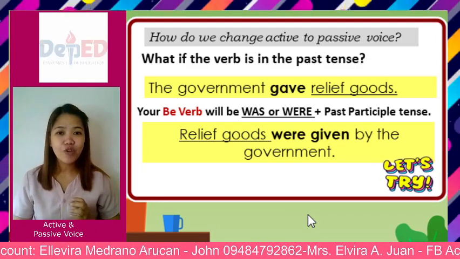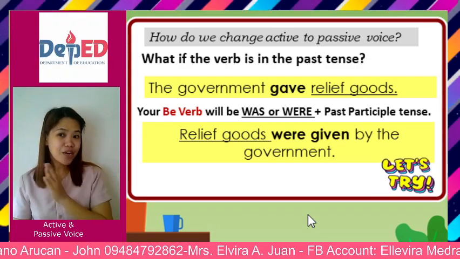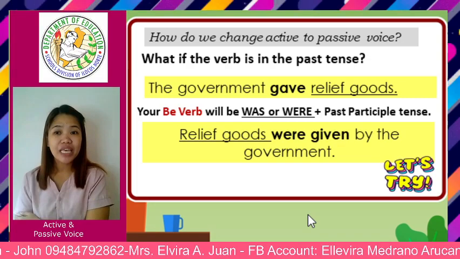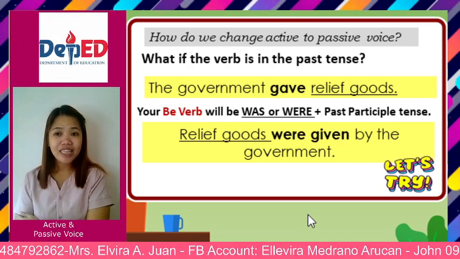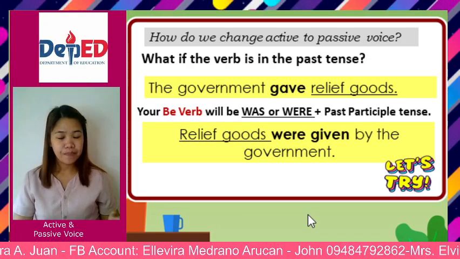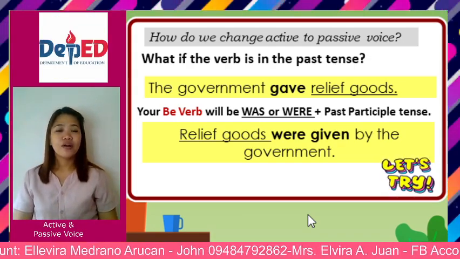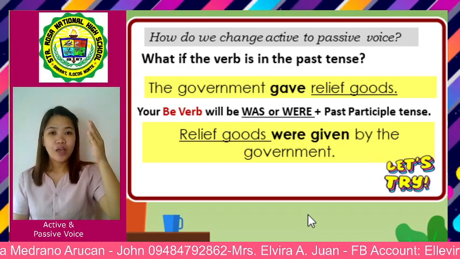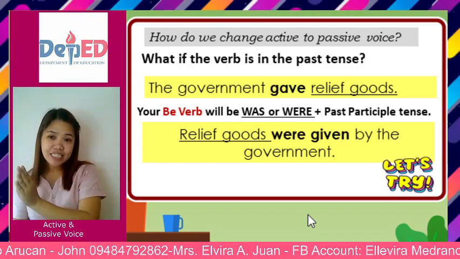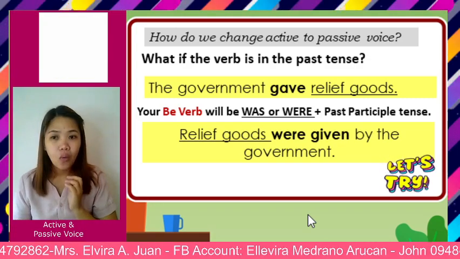Okay, that's the time we use the words was or were. Remember, in the simple present, we use is or are. But if it is in the past tense, we use was or were, plus the past participle. So, you put the object in the beginning of the sentence, relief goods, and then, what are we going to use? Was or were.